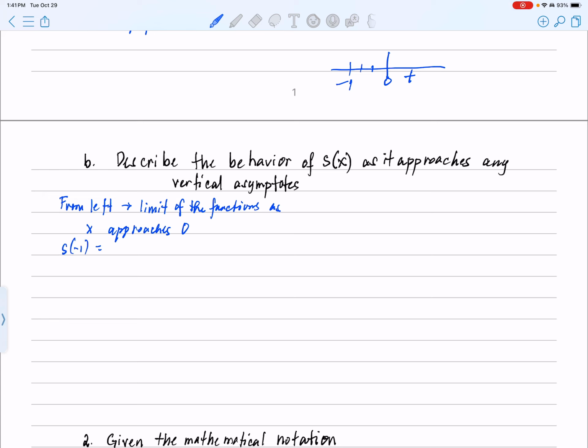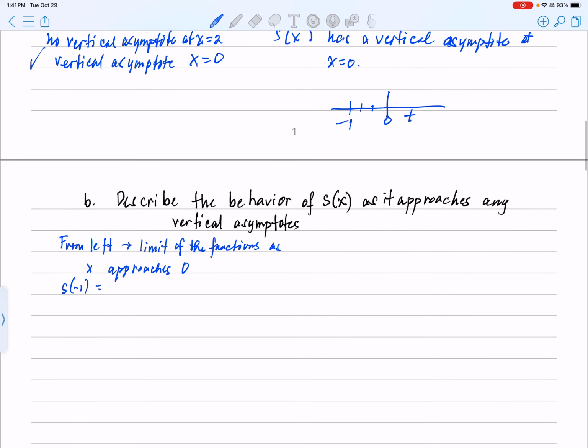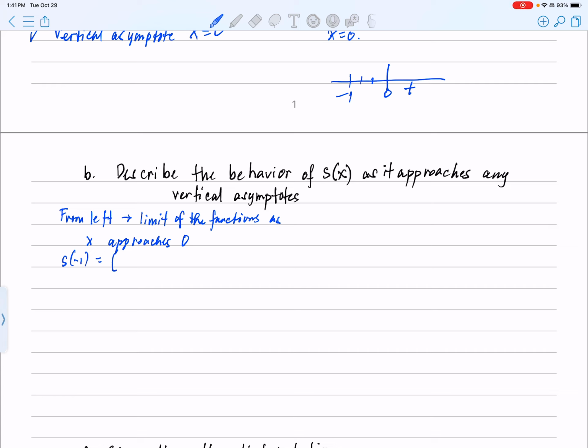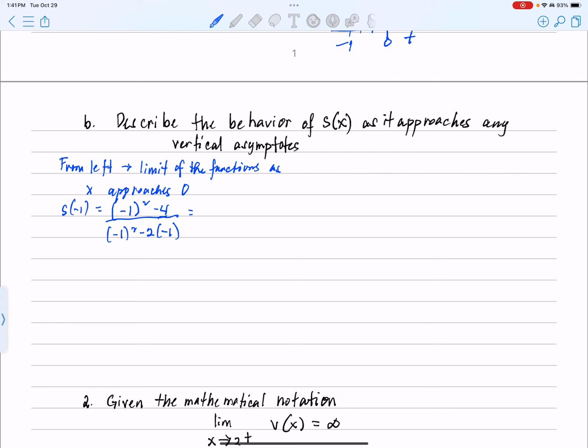So what happened when I substitute it to the function? I have -1 squared minus 4 over -1 squared minus 2 times -1. I'm substituting -1 for the value of x. So that means -1 squared is 1 minus 4, I have -3 over 1 squared plus 2. That would be 3 also. That means the value is -1. So S of -1 is -1.